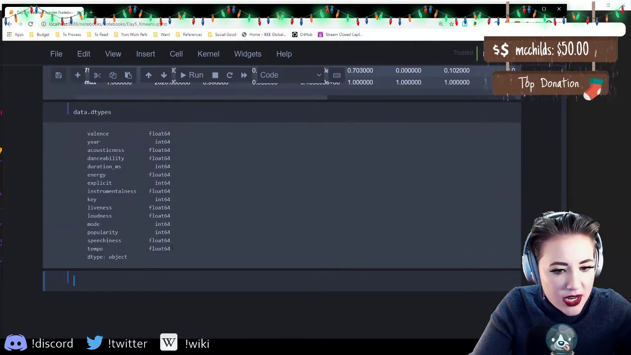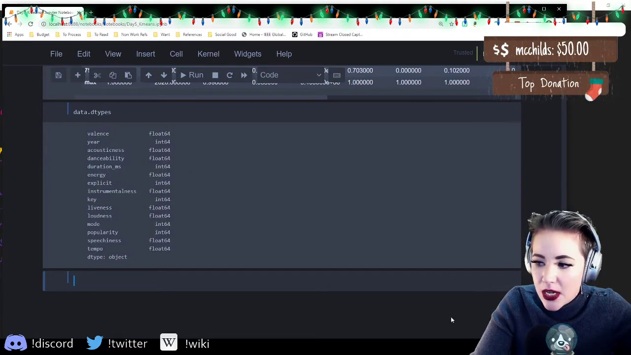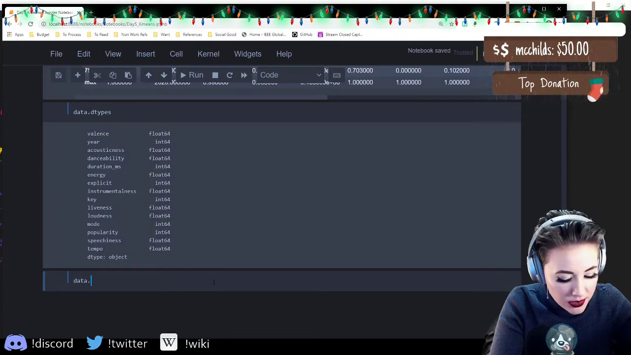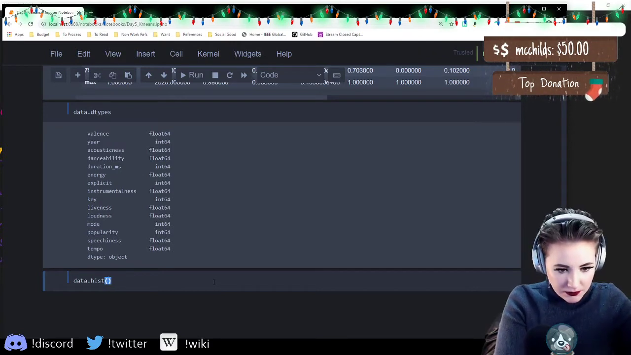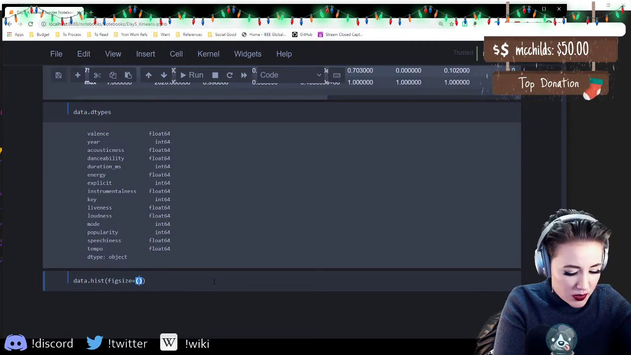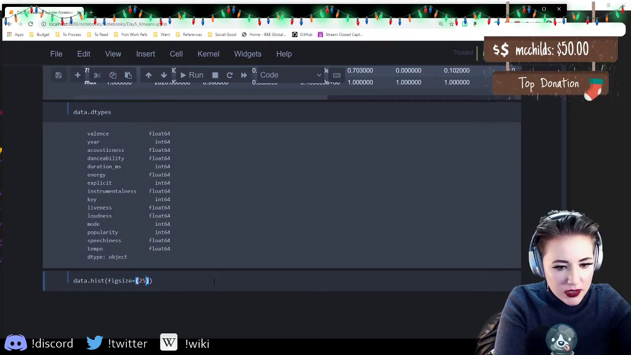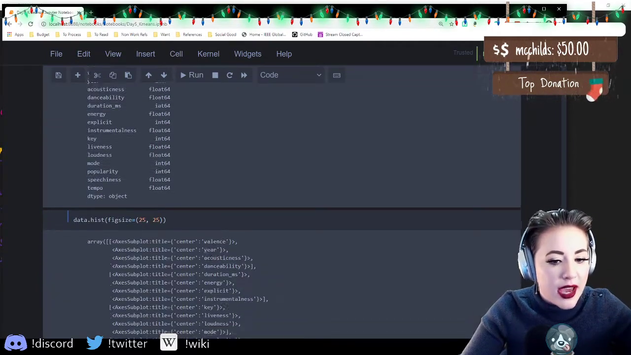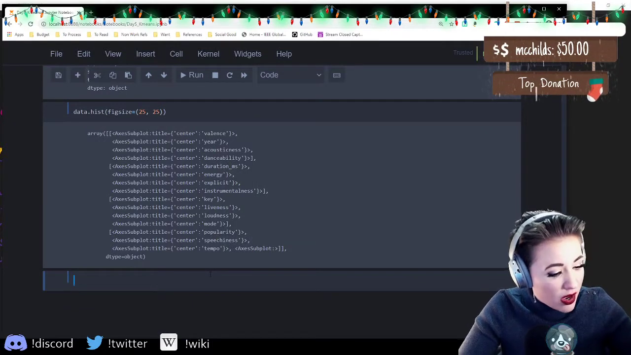Let's just do another little check here. We all got floats and ints, so we are ready to go. We could also look at the 25 by 25. Is that what I used? Yeah, that looks nice. We can look at the distributions of each of our features.